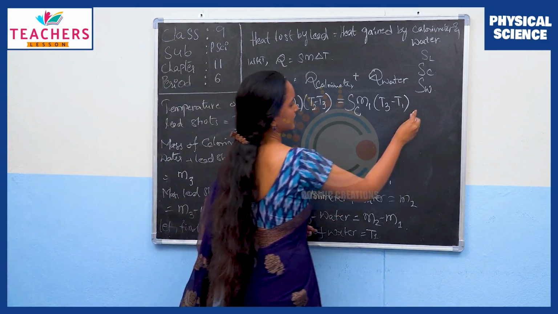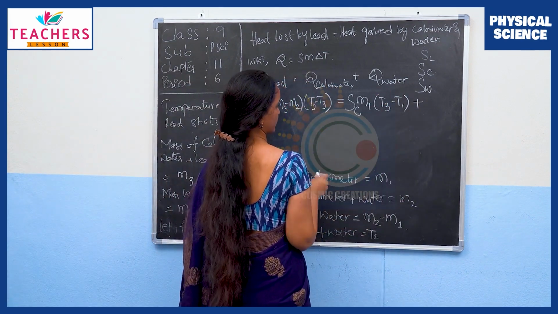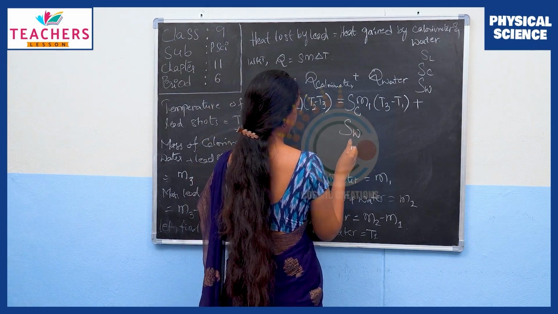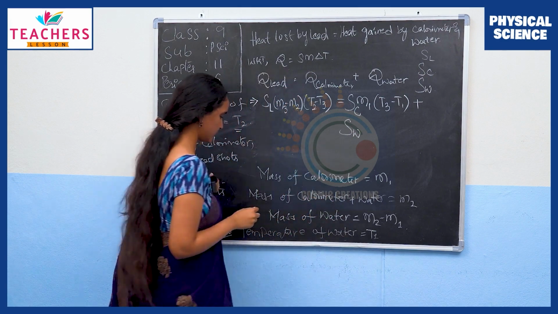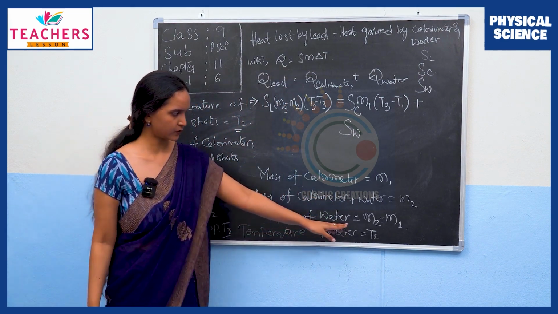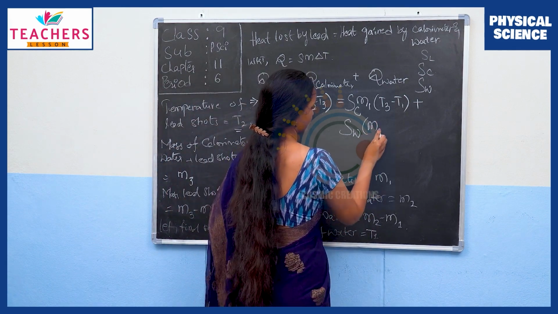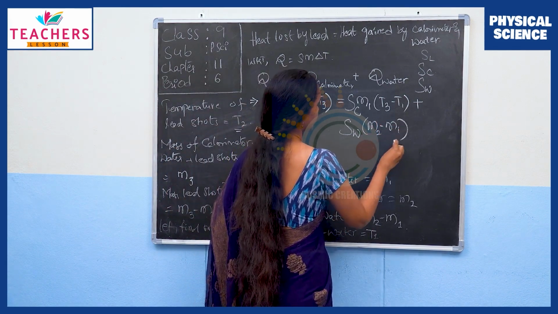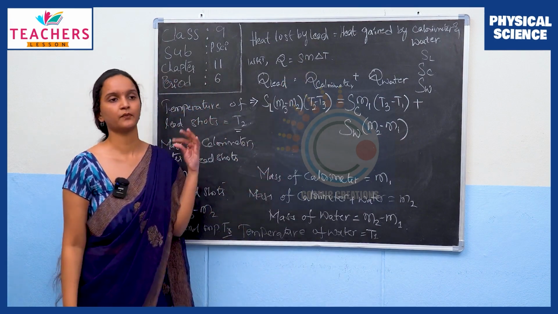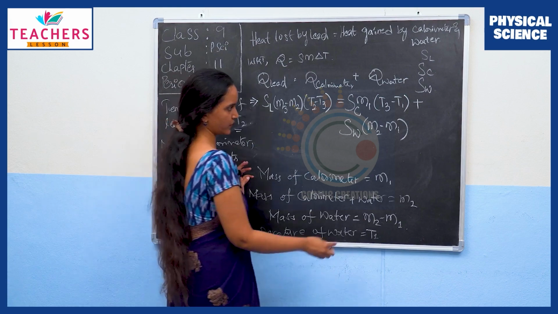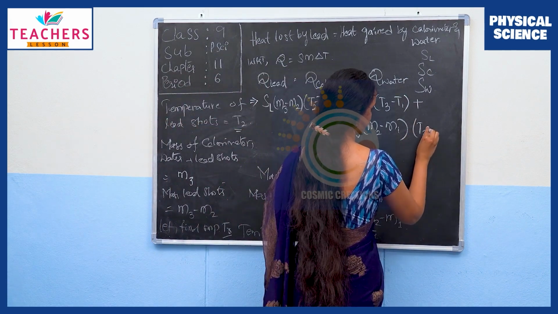Wonderful. Moving on, water. Heat gained by water. SW, mass. Mass of the water equals M2 minus M1. Okay, M2 minus M1 and delta T, change in temperature of the water, same thing, raised from T1 to T3. So it would be T3 minus T1.